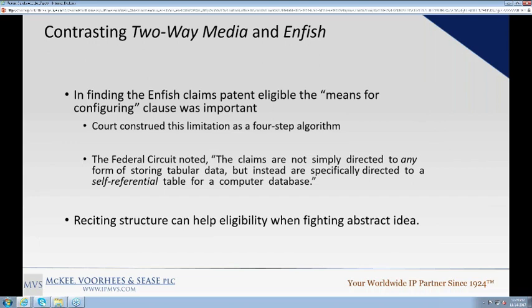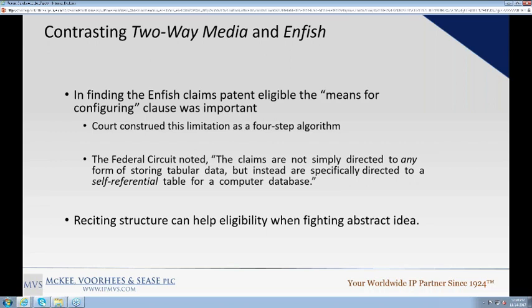So in finding the NFISH claims patent eligible, the means for configuring clause was important here. The court said that the claims are not simply directed to any form of storing tabular data. It's not abstract like that. It's not general and vague, generic, but rather it was this self-referential table, and they defined enough of the structure for how that self-referential table worked in the claims that they could then rely on the means plus function to provide the additional limitations that they really needed for having that eligibility, having sufficient structure.